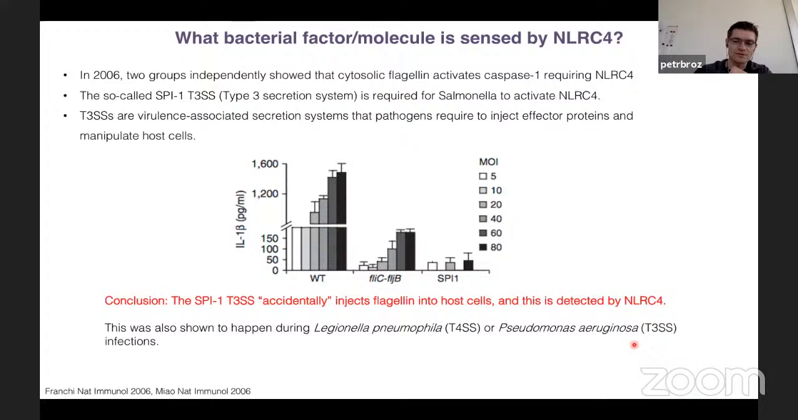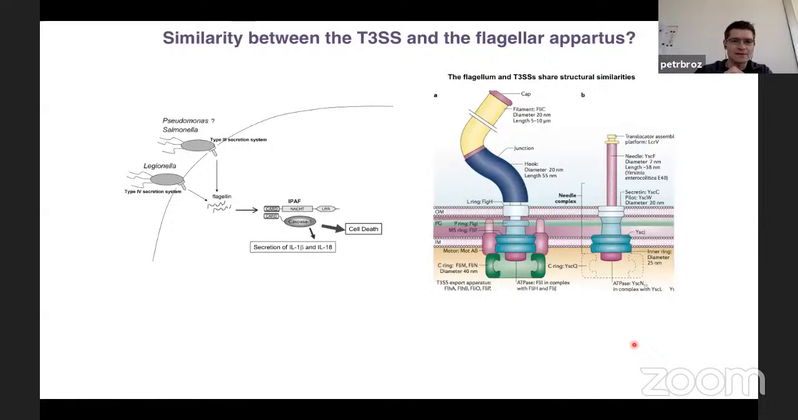So what is the similarity, just quickly, between a type 3 secretion system and a flagellum? As I said, these secretion systems are basically virulence-associated injection apparatus. It's like a syringe that the bacteria use to deliver proteins into cells, and which can manipulate cell signaling to the advantage of the bacterium. Now, you can see here the flagellum and here a type 3 secretion system, and you can already see that this is very similar. You have a very similar basal structure that is embedded in the bacterial outer and inner membrane. And here you have the flagellin on the outside, and here you have a hollow needle on the outside. And so they have a common origin, these structures.